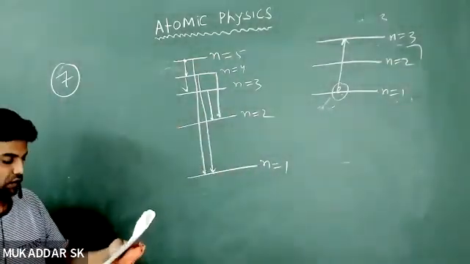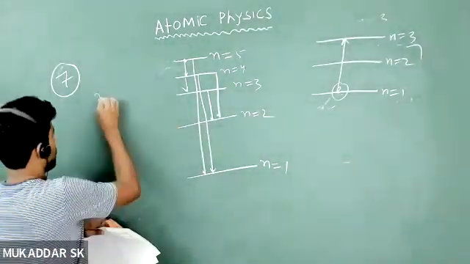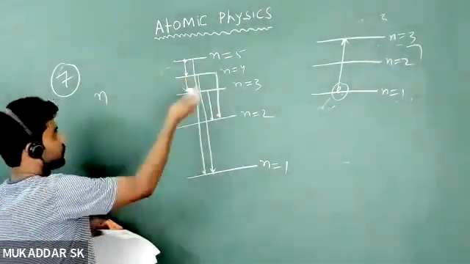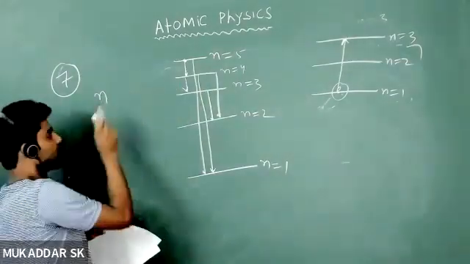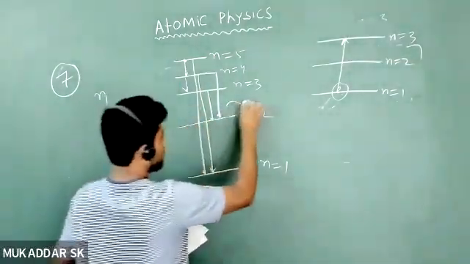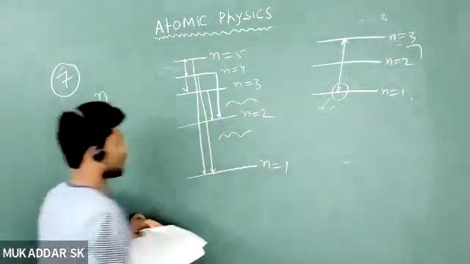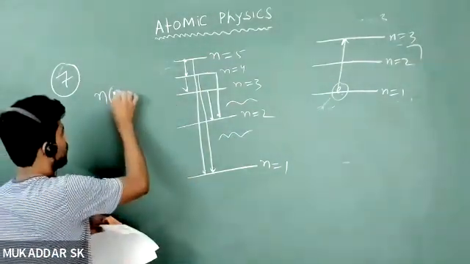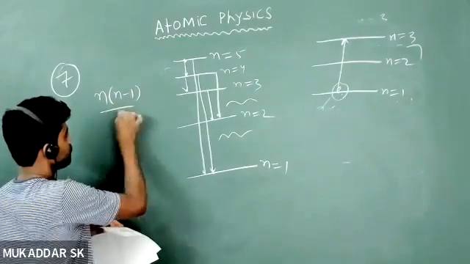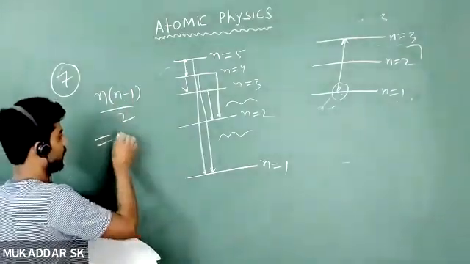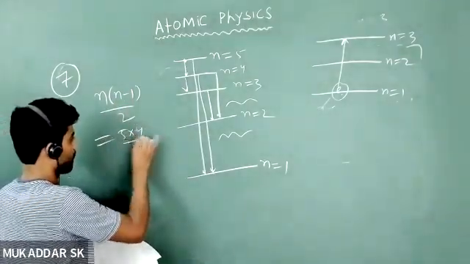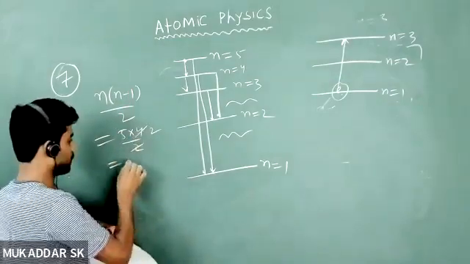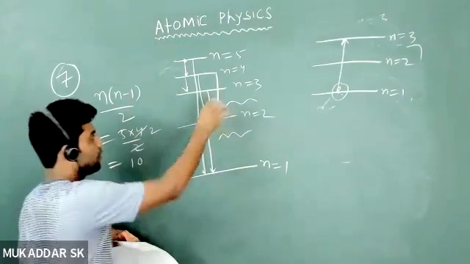So how will we do this? I told you that formula. Initially the electron is at n equals 5. If the initial state is n, the number of emitted lines, or the number of spectrum lines, will be n into n minus 1 by 2. Here n is 5, so 5 into 4 by 2. It's a very simple question. That gives 5 into 2, which is 10. So in total you will get 10 lines.